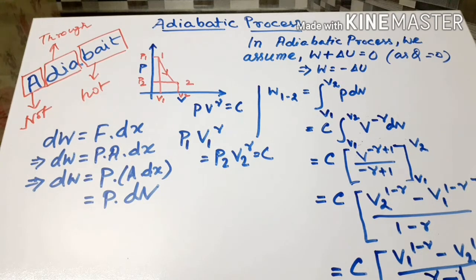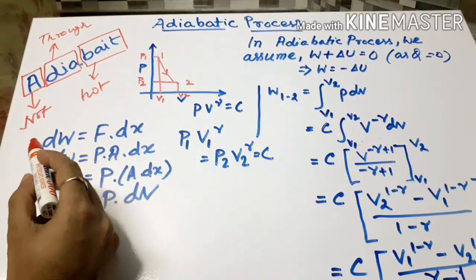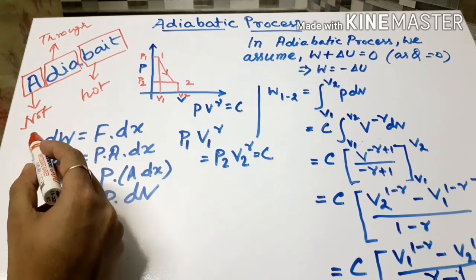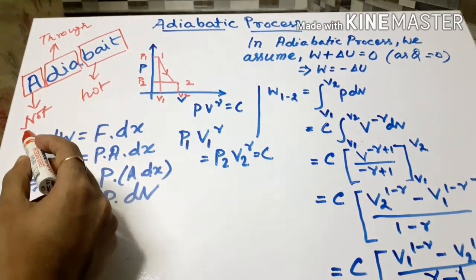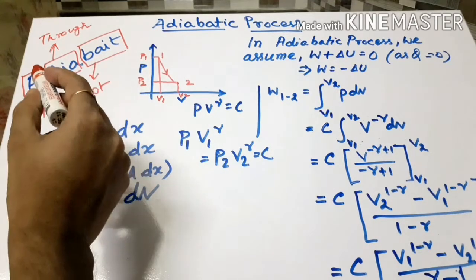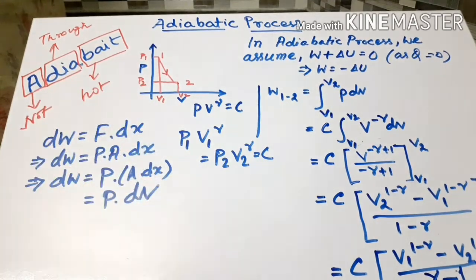So today our topic is adiabatic process. In this video we are going to learn about the adiabatic work done. Adiabatic, as its name says, is derived from a Greek word, adiabatos. A means not, dia means through, batos means passable. So in short, this process means where no heat exchange occurs.